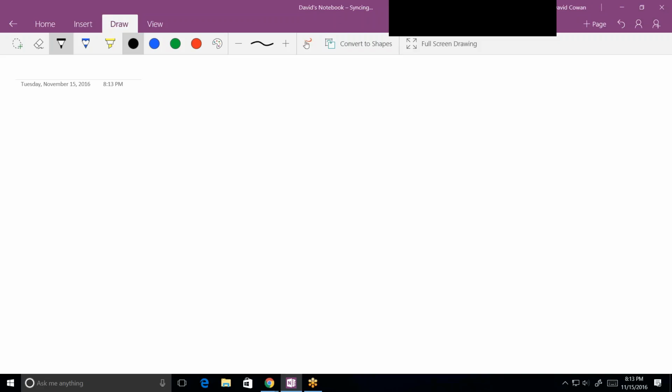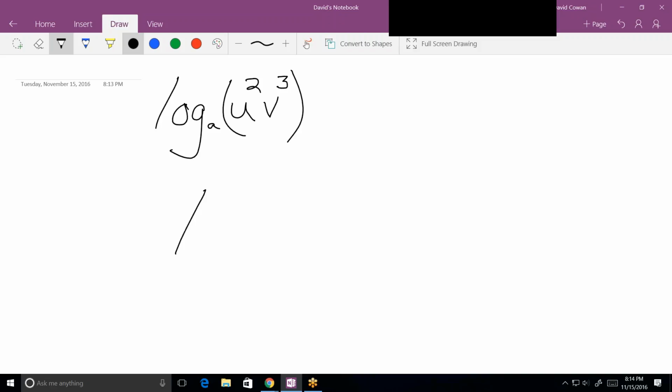What else? So the next section has a different set of directions. The first problem is log base A of u squared times v cubed, all of that in parentheses. It's asking you to separate it, right? It's saying write each expression as a sum or difference of logarithms. Express powers as factors. This goes back to this statement here.